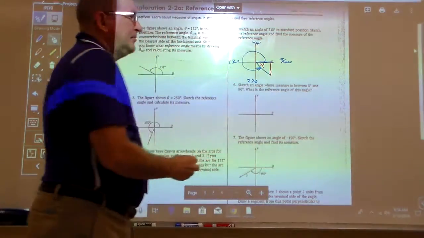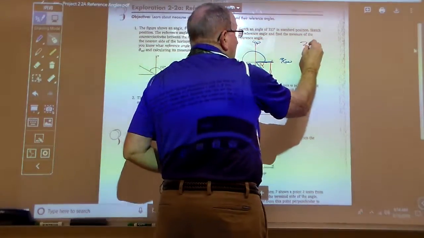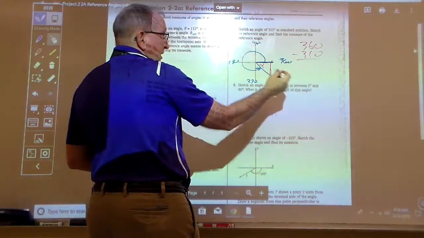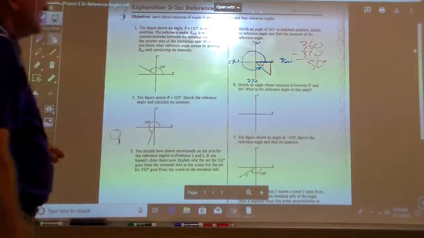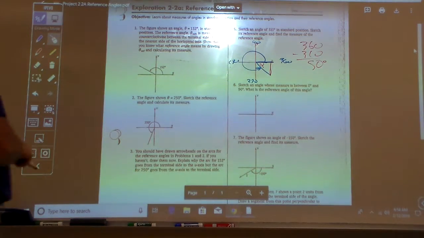Well, how do I find that one? How far is it? It's 360 all the way around, and we used up 310, so I'm just going to subtract it. Turns out to be 50 degrees. So my reference angle is 50 degrees. That's what he wants to know on this one. Well, that's not too hard.